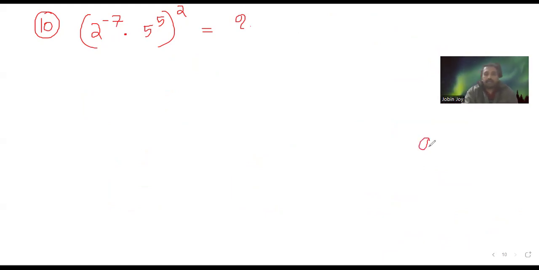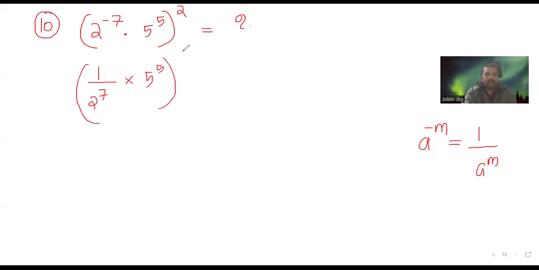Again, we will apply this law, a raised to minus m equals 1 by a raised to m, for the first term. So (1 by 2 raised to 7 into 5 raised to 5), the whole raised to 2. So this one will be (5 raised to 5 divided by 2 raised to 7), the whole square.